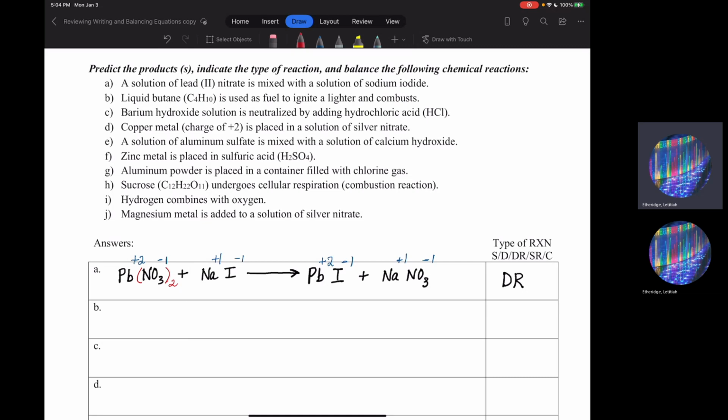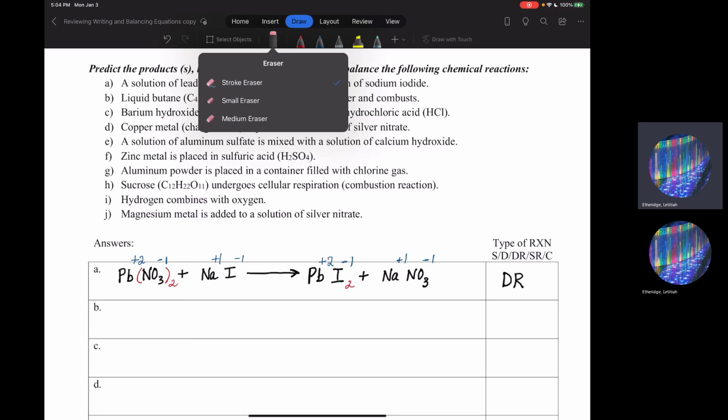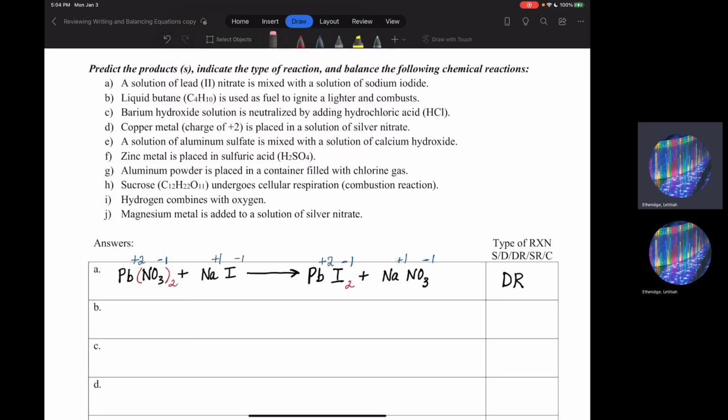Sodium iodide is correct, +1 -1. Remember, all of your charges have to equal 0. And then when we talk about lead 2 iodide, same situation. It's going to be Pb, I2. Please remember that it is not a polyatomic ion, so it does not require parentheses. It is just an element. Over here, we have sodium with +1, and then we have a nitrate with -1. So those charges are great. They balance out to 0. And we have now balanced all of our formulas.